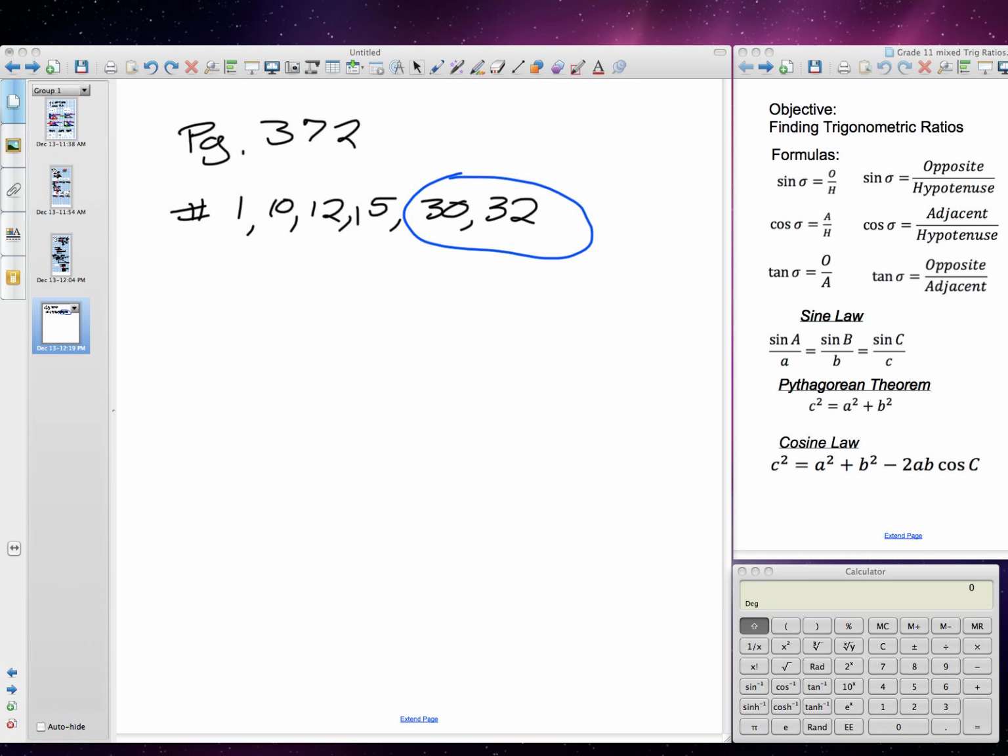Homework, page 372, 1, 10, 12, 15, 30, and 32 are chapter problems.